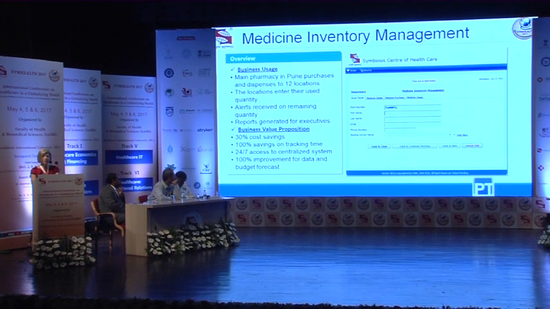The medical inventory management was designed to achieve automation of the medicine inventory from purchasing, dispensing, and tracking. The business usage included that the main pharmacy in Pune purchases and dispenses to all the 12 locations their medicines, ordering in advance so they get the best price, and dispensing the right amounts to each location. The locations then enter their quantities, and then alerts are received so they know exactly how much is left in their inventory. Then reports are generated for the executives so they can track medicines dispensed to students and staff.